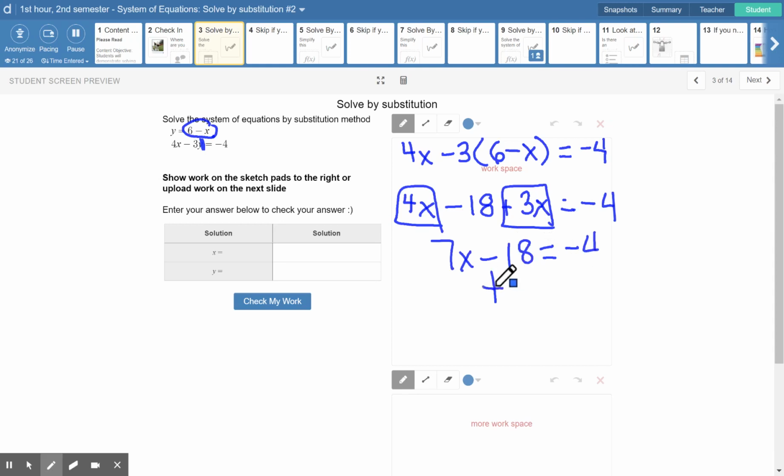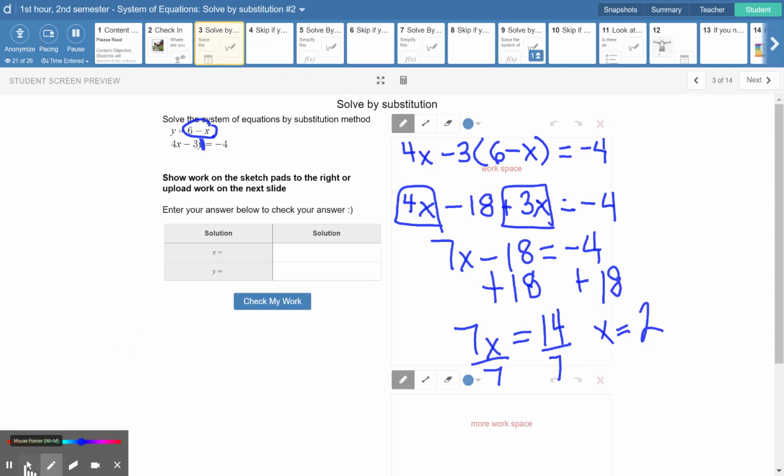So add 18 because that's the opposite of negative 18. So then we have 7x equals 14. Divide by 7, divide by 7. We now have x equals a positive 2.